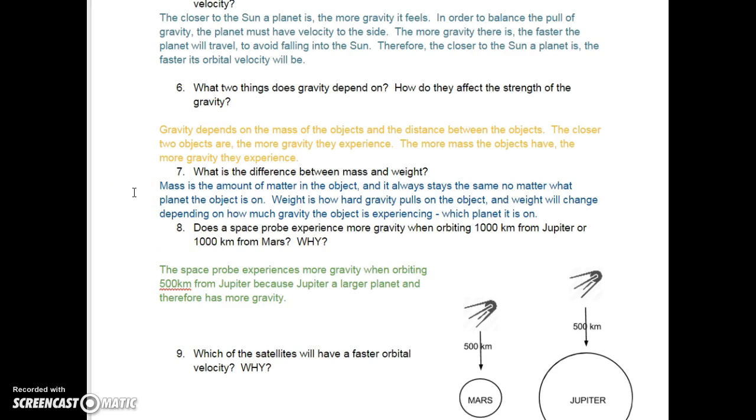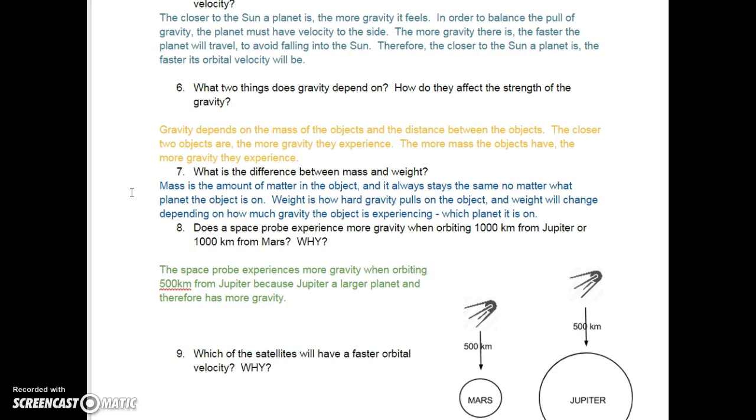Number 7, this is an important one, okay? Mass is the amount of matter in the object. It's the amount of stuff that you're made of. So literally, if you talk about gaining or losing weight, you're actually gaining or losing mass. The amount of stuff that makes you up is changing. Okay, your mass is going to stay the same no matter which planet you are on. If you go to Mars or you go to the moon, maybe you'll have less weight, but your mass, the amount of stuff that you consist of, is going to be the same.